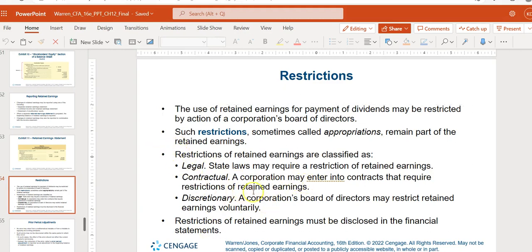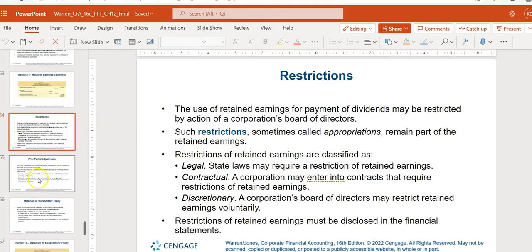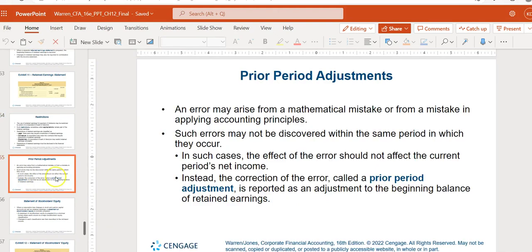So that could happen. And then discretionary, you can say, well, let's put this aside because we want to build a playground. I don't know. And so they could do that as well. They could put a certain value aside. Prior period adjustments. Just put it in your retained earnings.